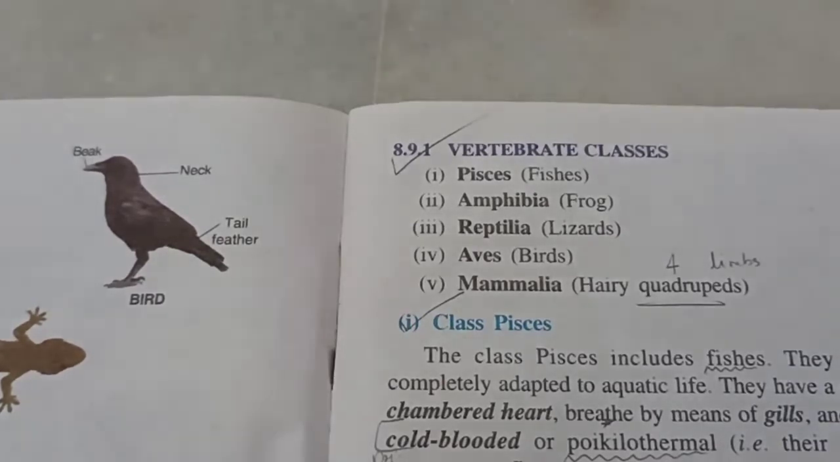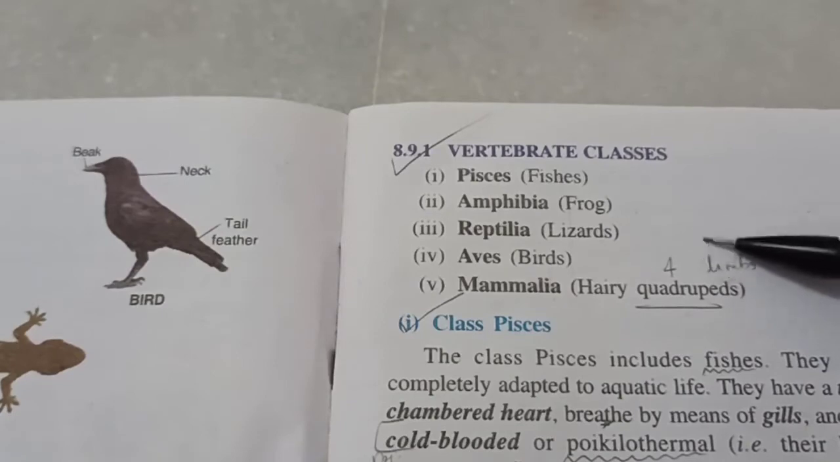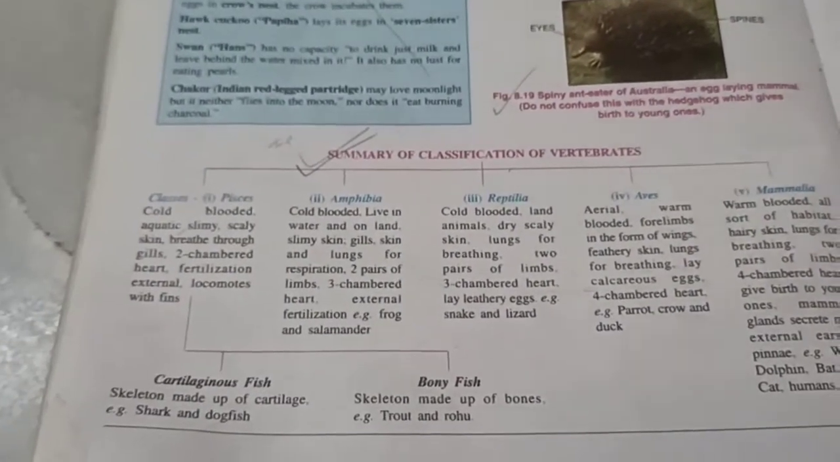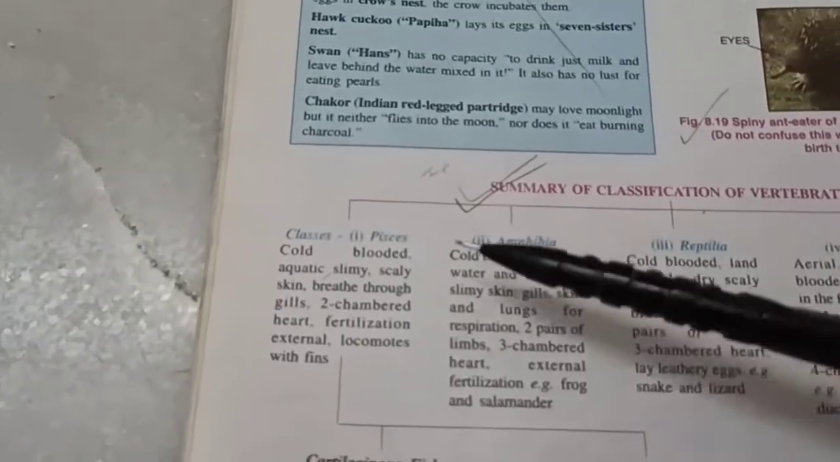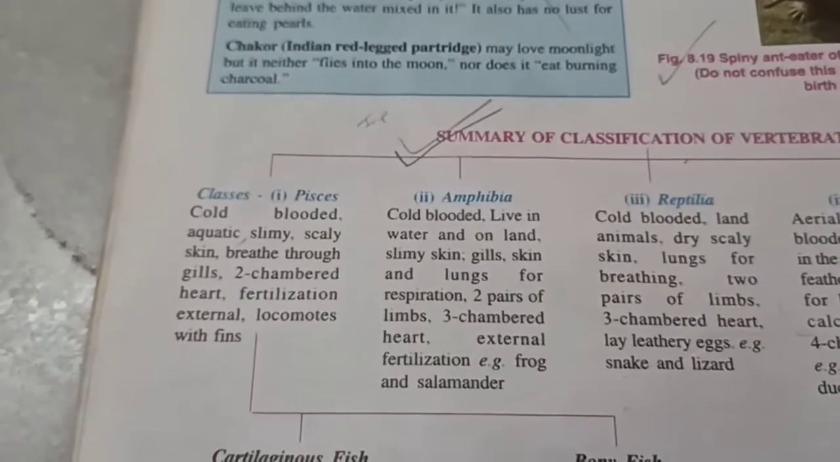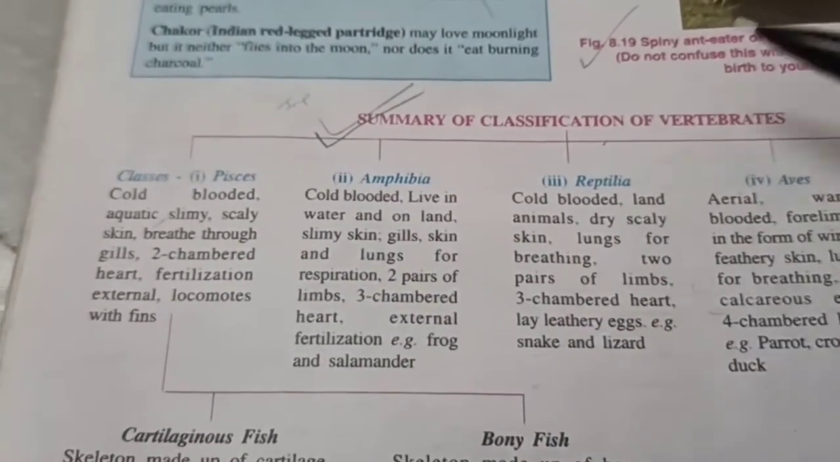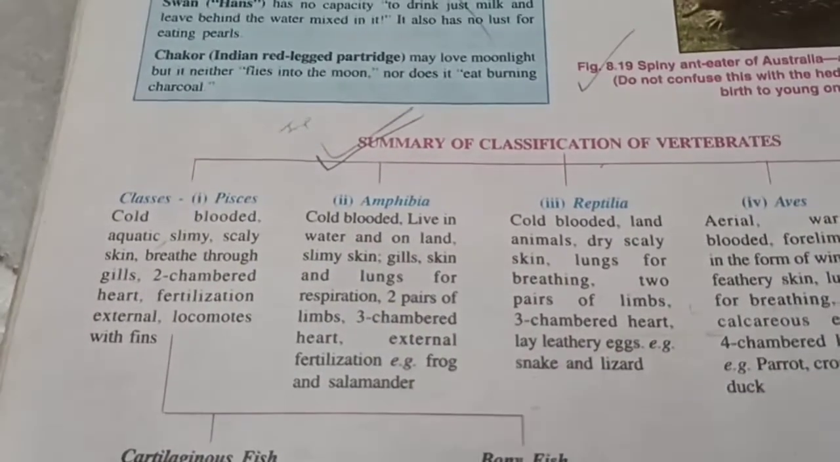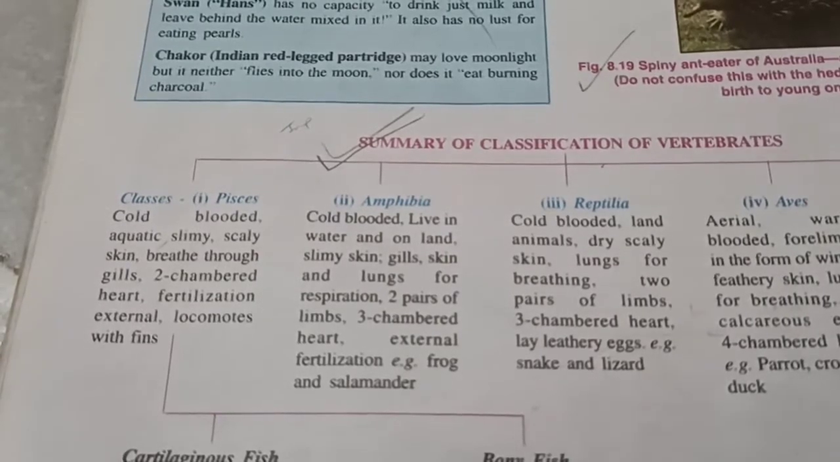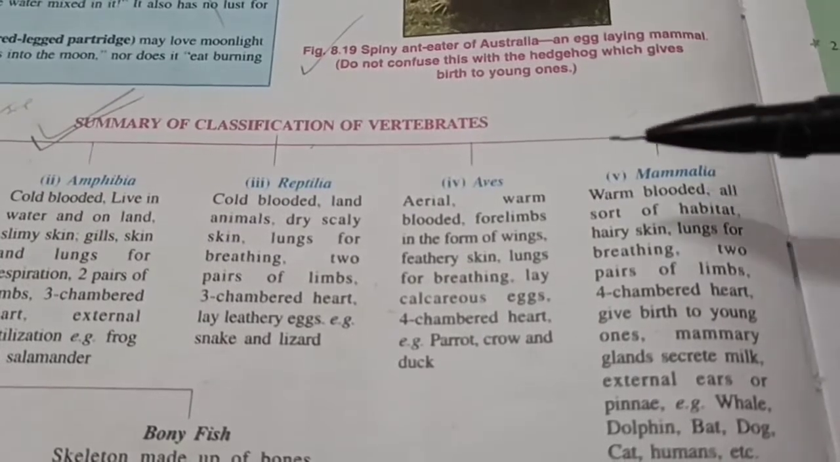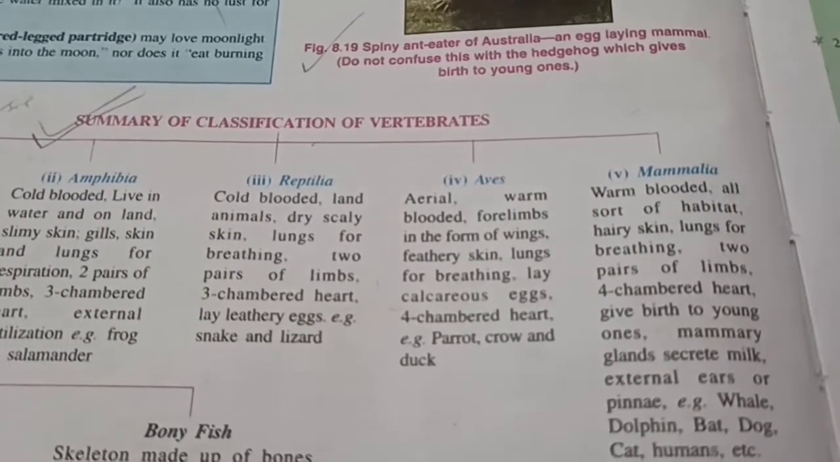Let's study the 5 classes of phylum number 9, Chordata, also called the vertebrate class. Class 1, the Pisces. Let's start off with the flow chart to understand the difference between them. So, the Pisces, the Amphibia, and the Reptilia are cold-blooded. These 3 are cold-blooded, which means that they don't produce their body heat. On the other hand, the Aves and the Mammalia are warm-blooded. They produce their body heat.